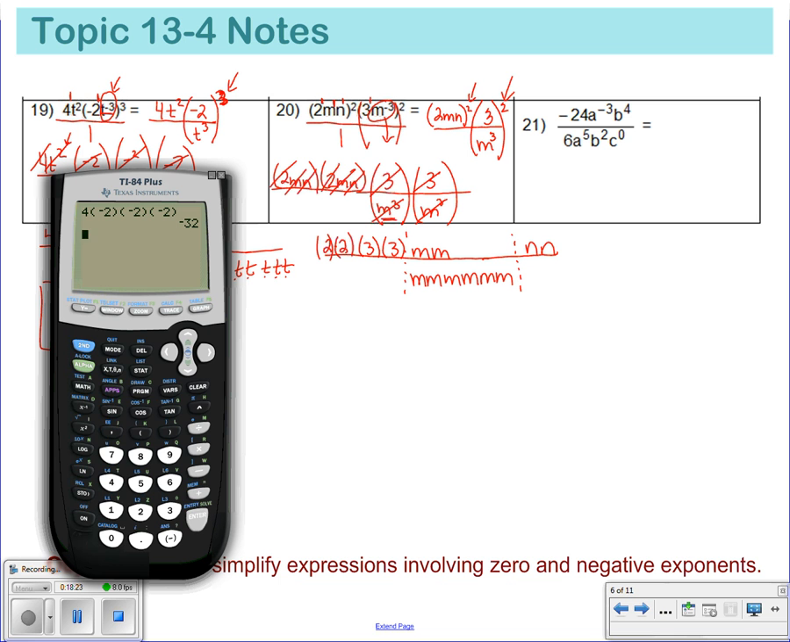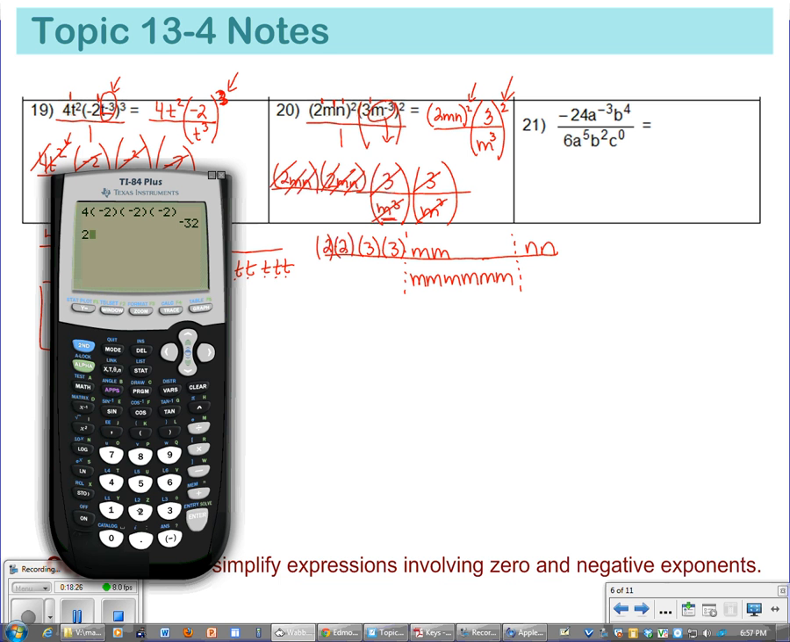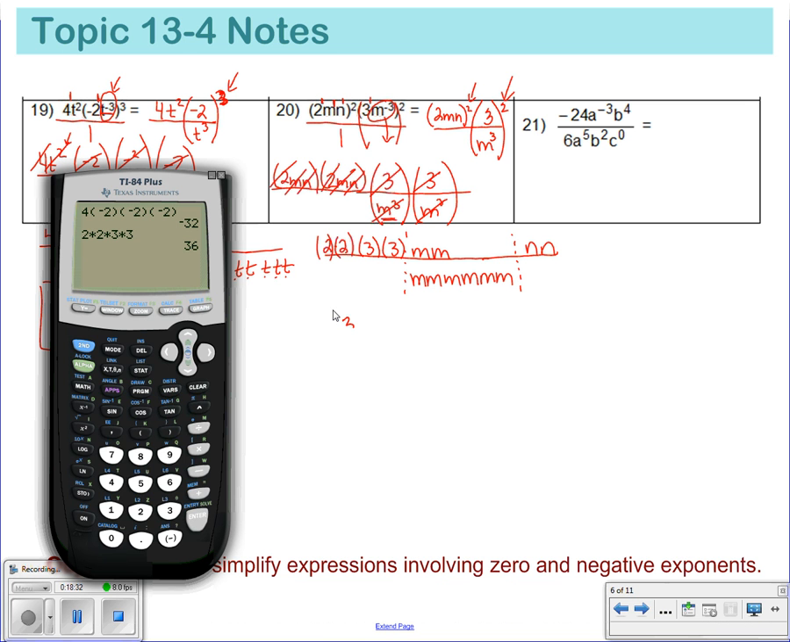Now we get to multiply using the calculator. 2 times 2 times 3 times 3 gives me a total of 36. So I have 36 in the numerator. M's, let's cancel top and bottom. I see I have some m's on the bottom. So there's 1, 2, 3, 4 m's. So we'll do m to the 4th power. And then I have n's on top. So there's 2 of them. It's n squared. So my answer is 36 n squared over m to the 4th.